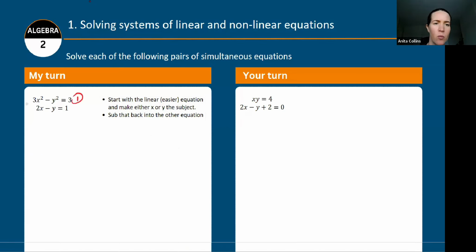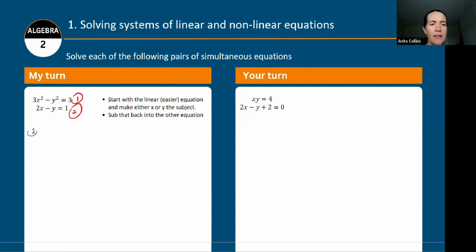If I label these up 1 and 2, I'm going to start with equation number 2, and we're either going to make x or y the subject. Your choice, whichever one looks easier for you. And then you sub that back into the other equation. Now there's more to it than this, but that's all we need to get started, and we'll be able to figure out the rest after that. So we're going to start with equation 2.